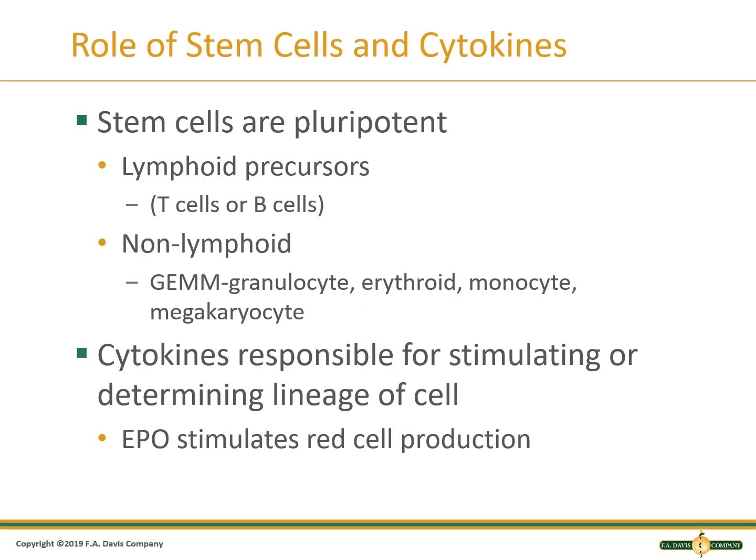Also within the bone marrow, you have your stem cells and cytokines. Stem cells are pluripotent, meaning that they can produce any type of cell line. So we have the lymphoid precursors, also known as T cells or B cells. We have non-lymphoid cells such as GEMM, which is your granulocyte, erythroid, monocyte, and megakaryocyte. The cytokines are responsible for stimulating the bone marrow and determining which lineage is going to be produced. And the EPO, or erythropoietin, is what stimulates the red blood cell production.